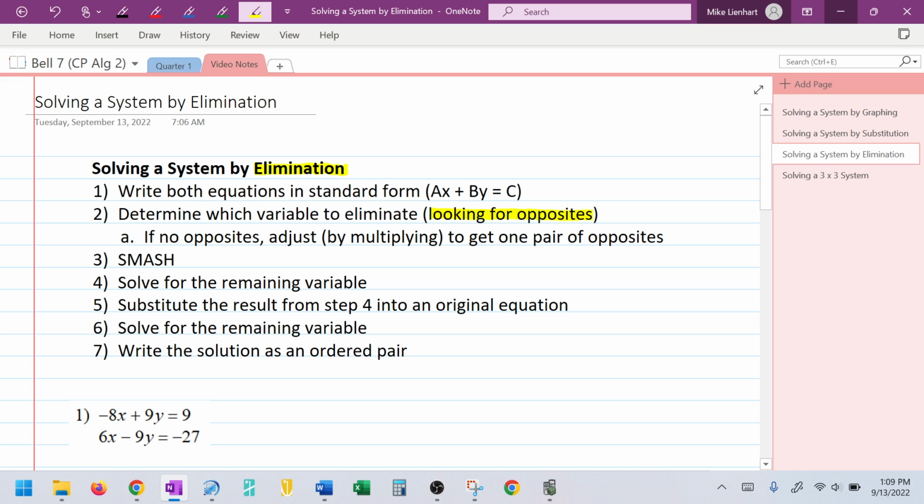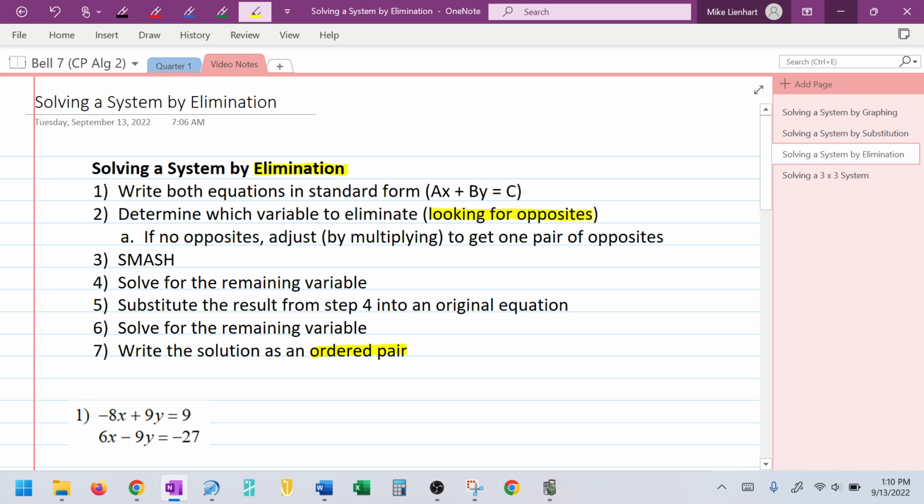All right, so after I get opposites, what I like to do is I call this smash. I'm going to merge the two equations together, allowing for that one variable to eliminate. Solve for the remaining variable. Substitute the result from that solving in step 4 into an original equation. Solve for the other variable. And then don't forget, we're still solving a system, so my solution is an ordered pair.